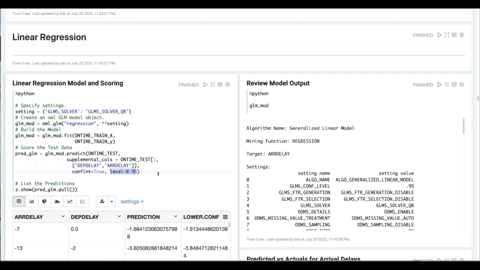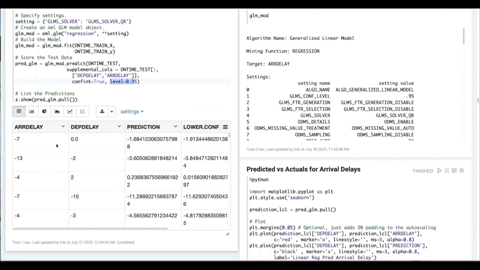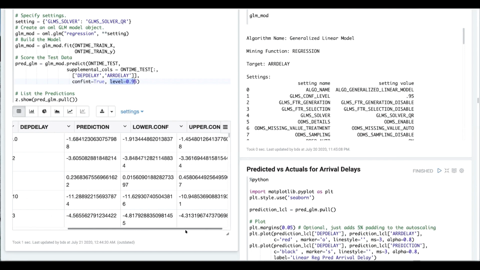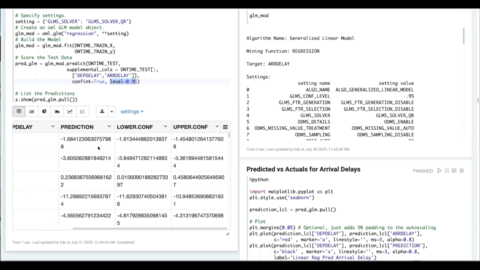So what I see now in my output is my arrival delay, the departure delay here, and my prediction for the arrival delay. This is what is trying to predict this guy. And I see the lower and upper confidence bounds as well for that prediction, okay?